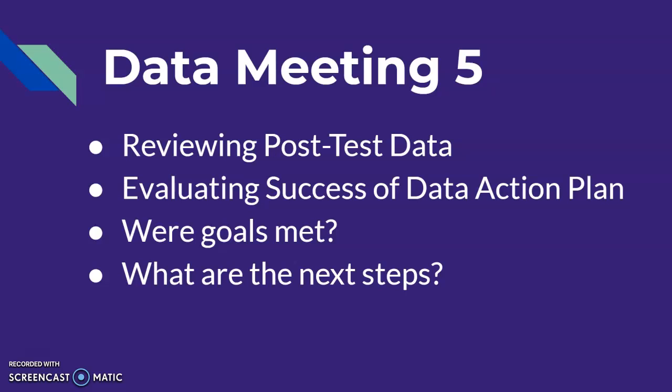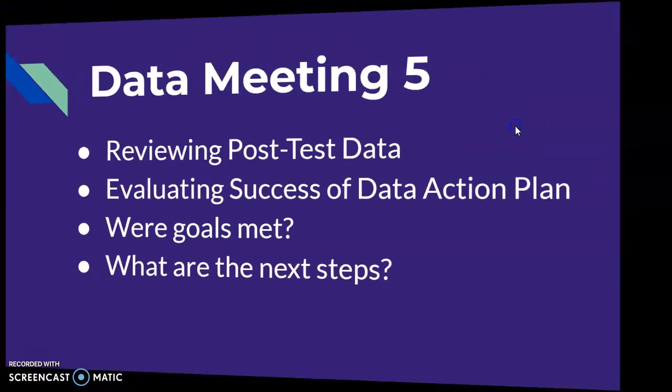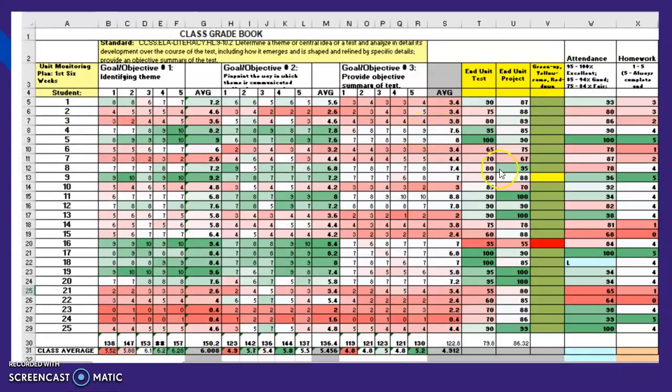So at this point in data meeting 5, we've done our post-test, we've done our reteaching, and we've gotten to the point where we've got our data from our second, or final, post-test, and we've done projects or tests to see whether or not we've had success. So we review our post-test data, we evaluate the success of that data action plan, were our goals met, what are the next steps. So we apply that end unit test or end unit project data, and then we see, did we show improvement?